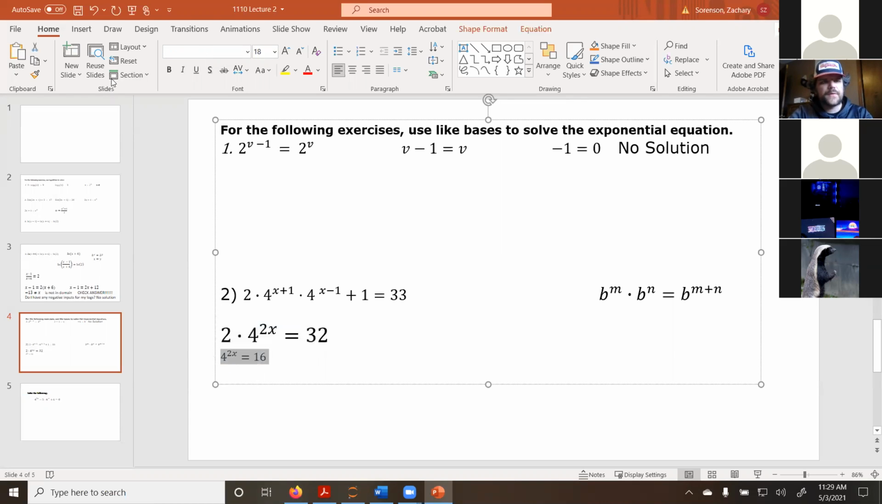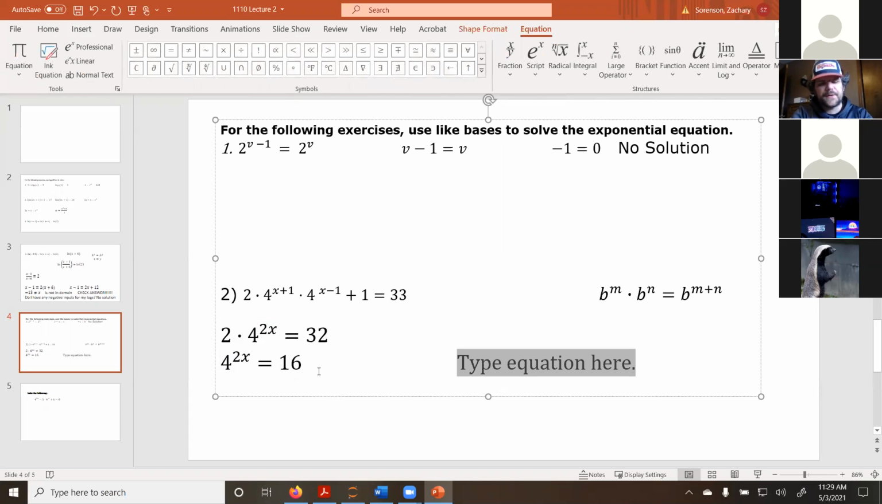Now, here I have two options. If I have a fancy calculator, or honestly, I think I mentioned that it doesn't have to be that fancy of a calculator, but if I have a calculator that I can use and solve logarithms for, what I can do here is translate them. So if I translate this, I would get 2x is equal to log base 4 of 16.